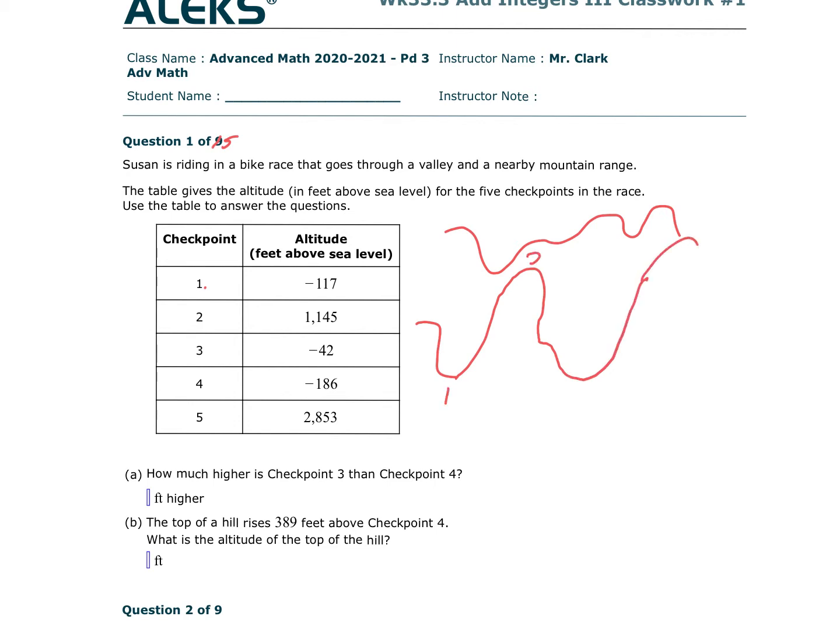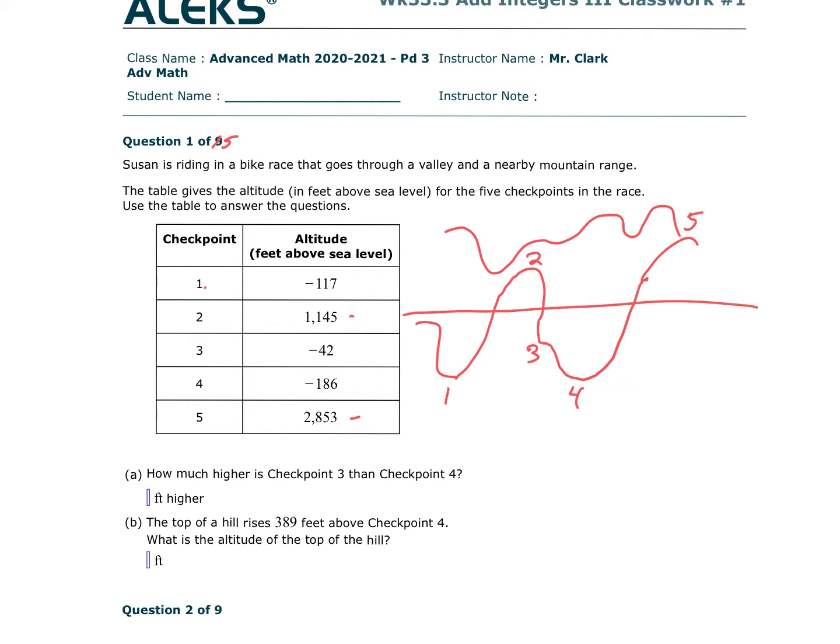So I'm just going to draw a quick visual of this. I'd like you to draw one too. Yours can look better than mine. It doesn't have to be exact. There's only 2 of them that are above sea level, so maybe sea level is somewhere in there.